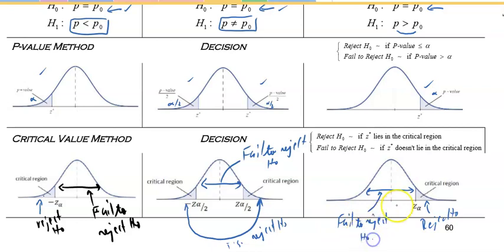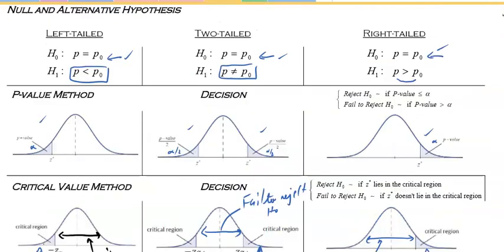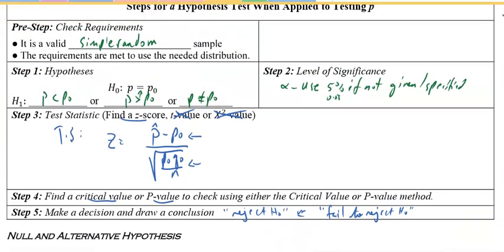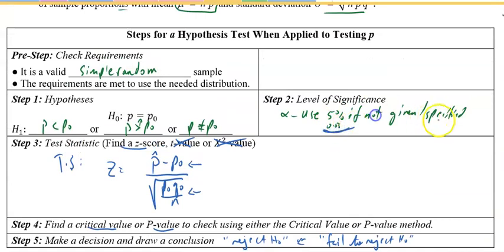Now remember, if I'm doing the p-value, if the probability is less than 5%, we reject the null hypothesis. Because you can't say it's the same if it's only happening less than 5% of the time, which is unusual, unless they specify something different than 0.05.